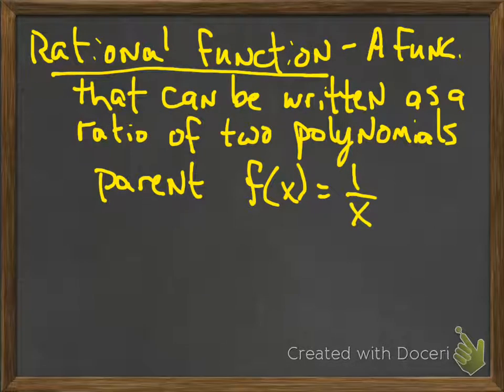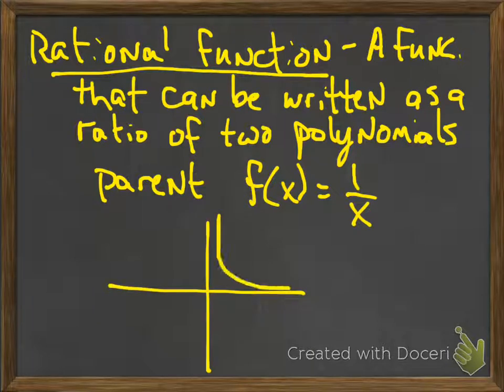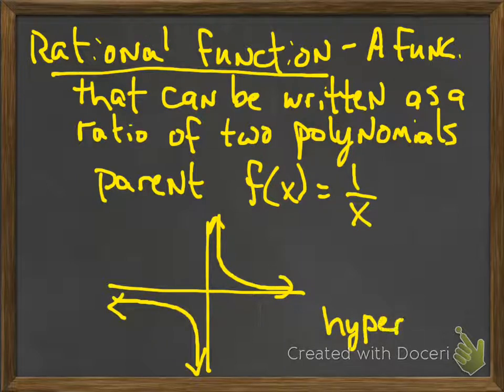Okay, so what is a rational function? A rational function is a function that can be written as a ratio of two polynomials. The parent function for a rational function is f of x equals 1 over x. When we look at the graph of that, it would look something like this, where you have what is called a hyperbola. Okay, so this is a hyperbola, and you notice there's a break between them.